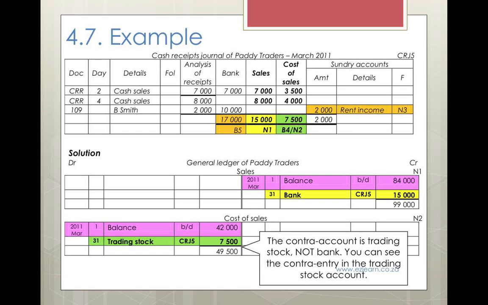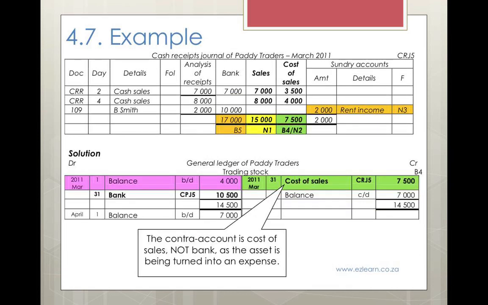So we are not finished by entering this into the cost of sales account. We also need to show it on the credit side of trading stock, as my asset has decreased. Again, note that my contra account is cost of sales. These two accounts together will show that I have taken my asset and turned it into an expense.